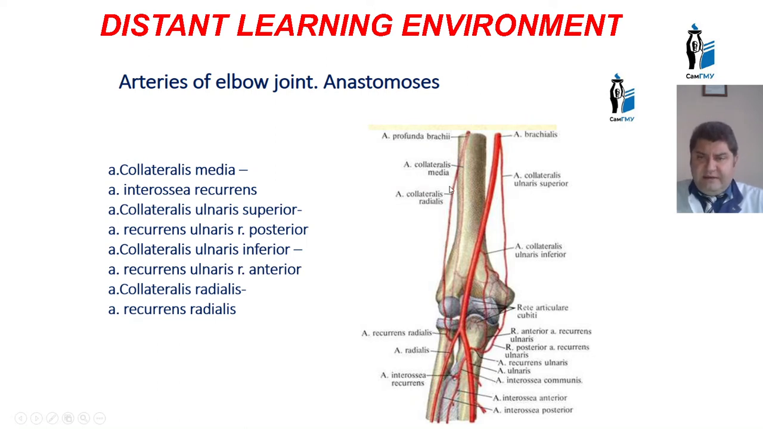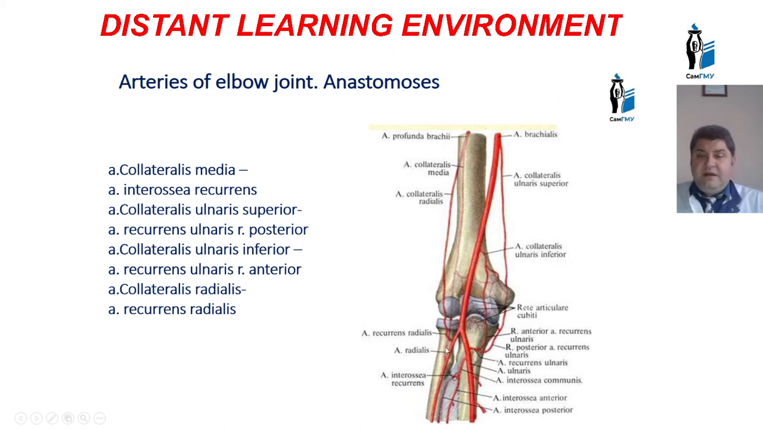You may see that it passes at the lateral surface of the humerus bone, and next it passes on the anterior part of the elbow joint and forms the anastomosis with the recurrent radial artery from the radial artery. Arteria recurrens radialis in Latin. This is the branch of the radial artery.